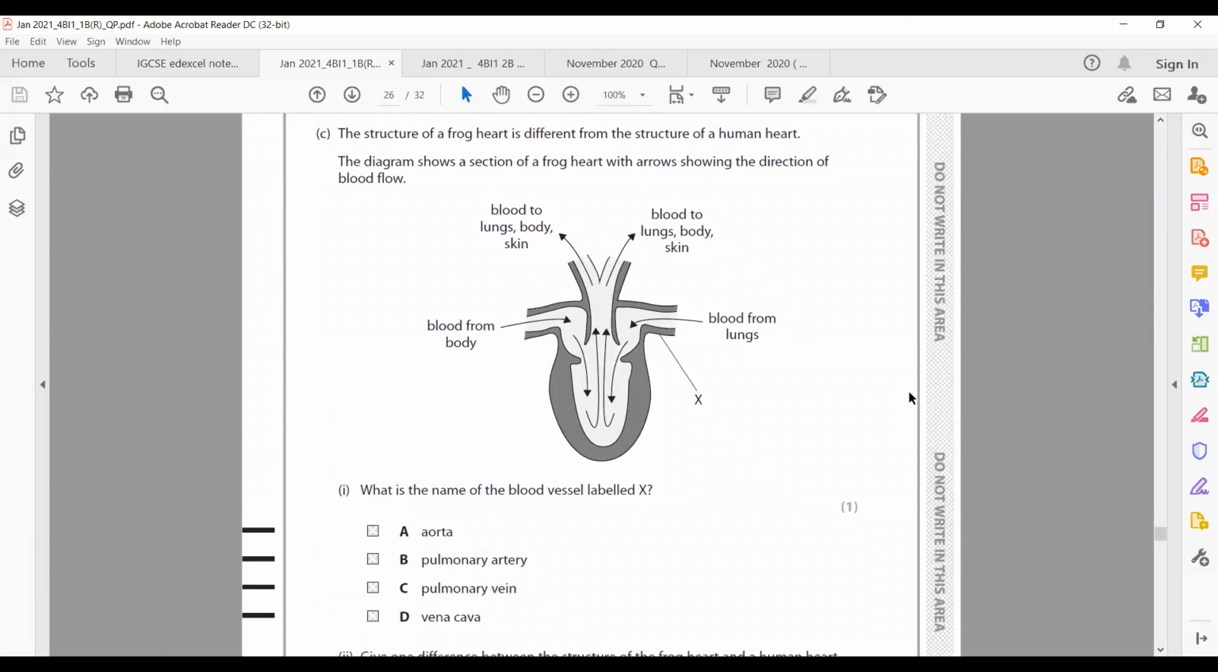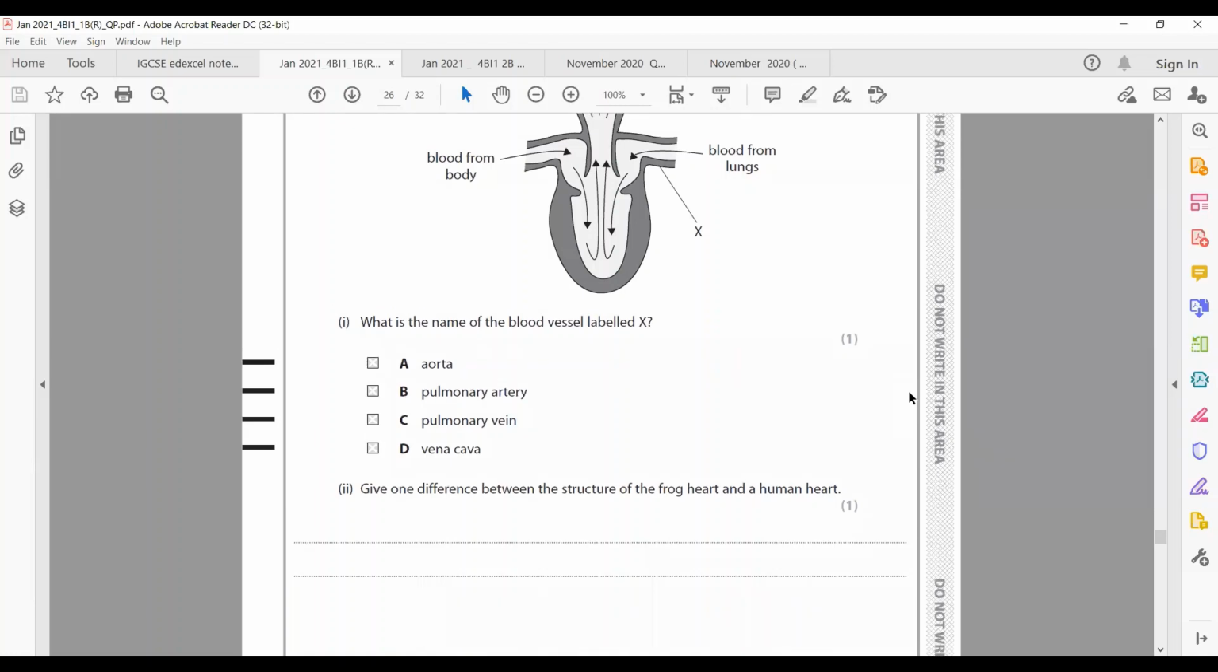What about number 6? The structure of a frog heart is different from the structure of a human heart. The diagram shows the section of a frog heart with arrows showing the direction of blood flow. What is the name of the blood vessel labeled X? Blood from the lungs. It's the pulmonary artery. From the lungs, pulmonary vein. Vein, of course. The one going to the lungs, coming out of the heart to the lungs, is the artery. But this one is a vein, because it carries blood to the heart, so it is a vein.